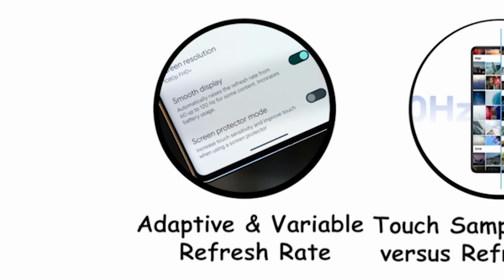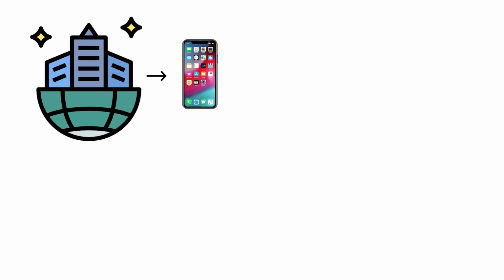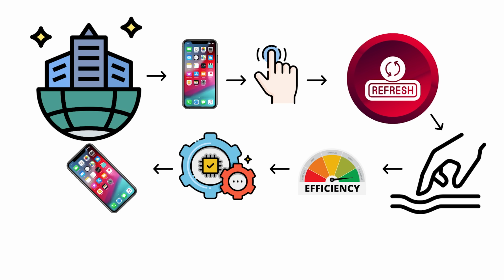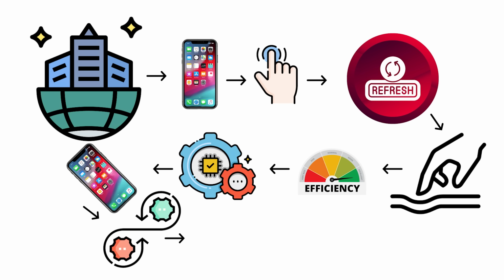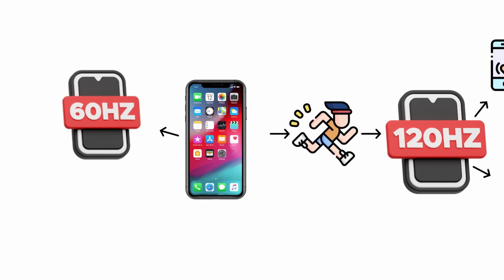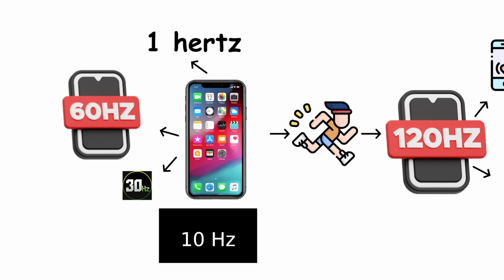Adaptive and variable refresh rate. Modern flagship displays use adaptive refresh control to balance smoothness and efficiency. This technology allows the screen to change its refresh rate dynamically based on what is being shown. For example, a display might run at 120 Hz while scrolling or gaming, drop to 60 Hz for normal use, fall to 30 or 10 Hz during static reading, and even reach 1 Hz for an always-on display.